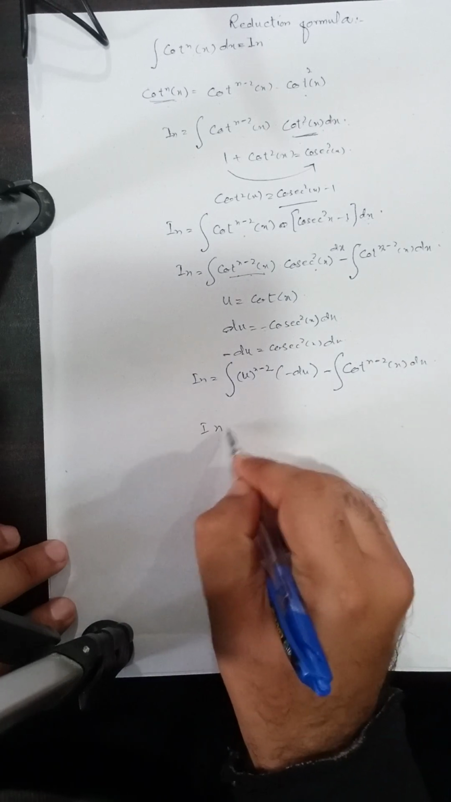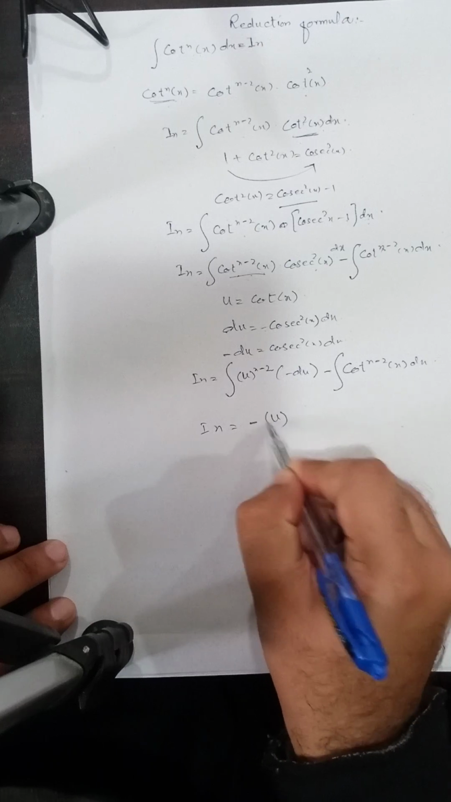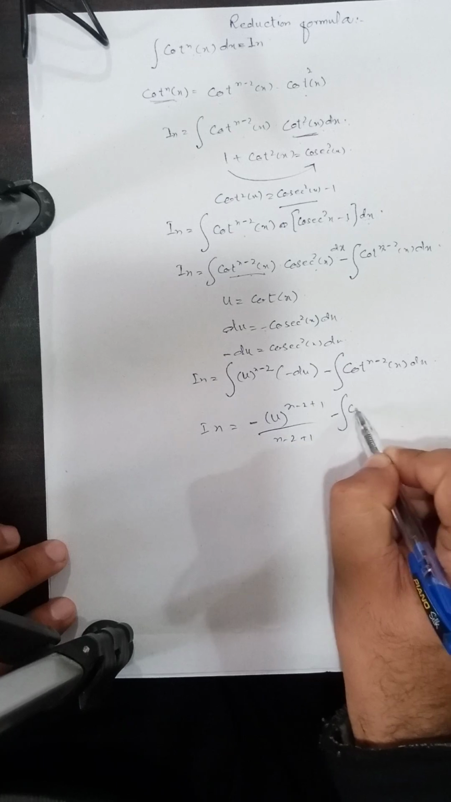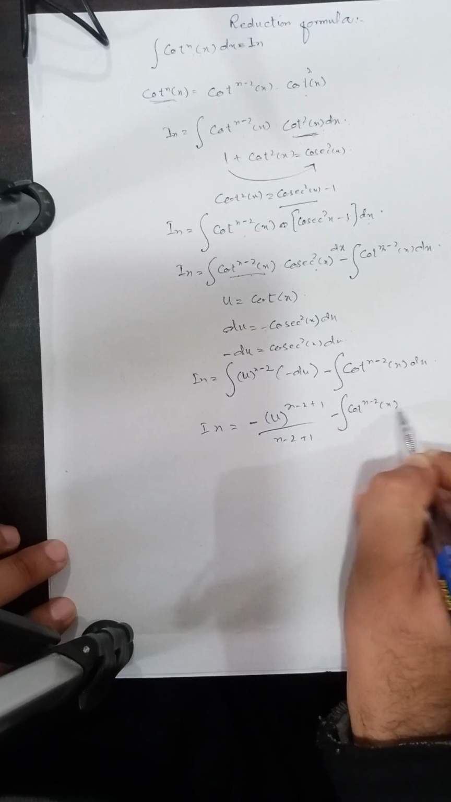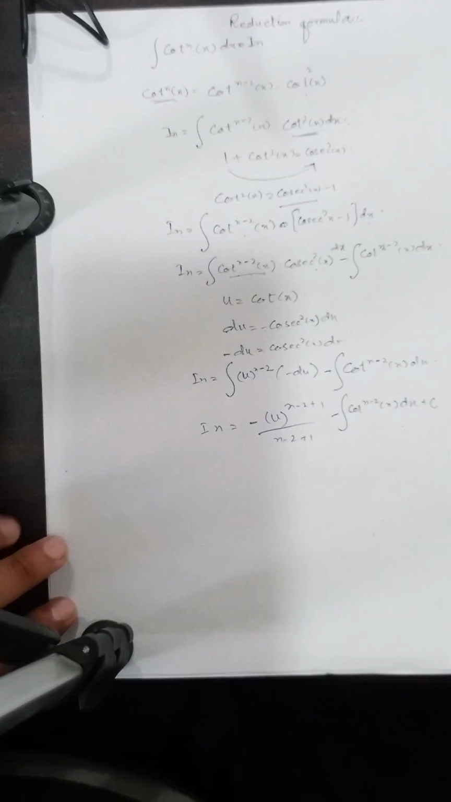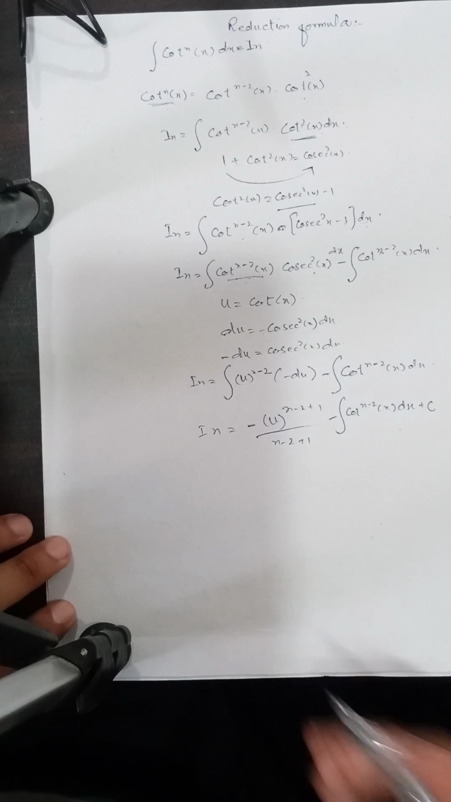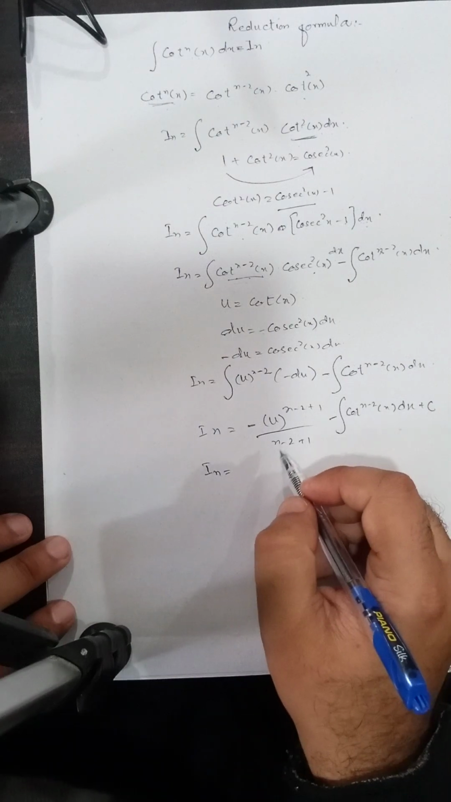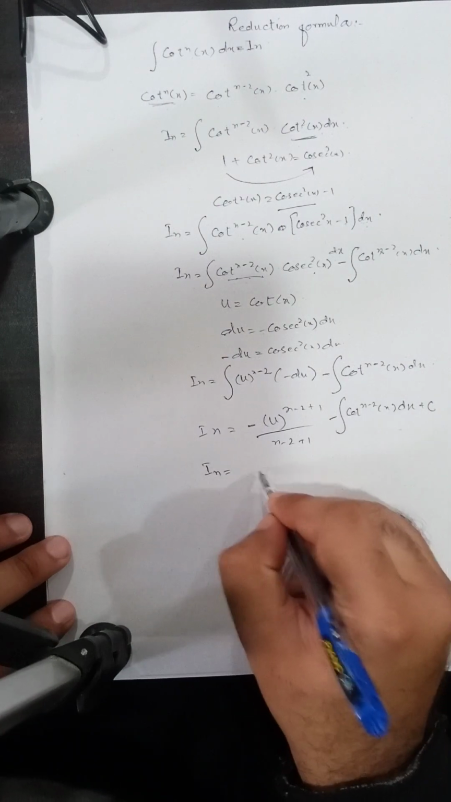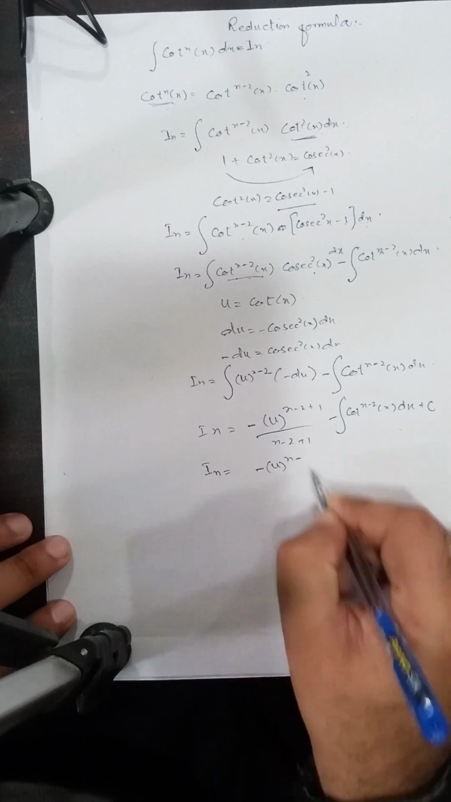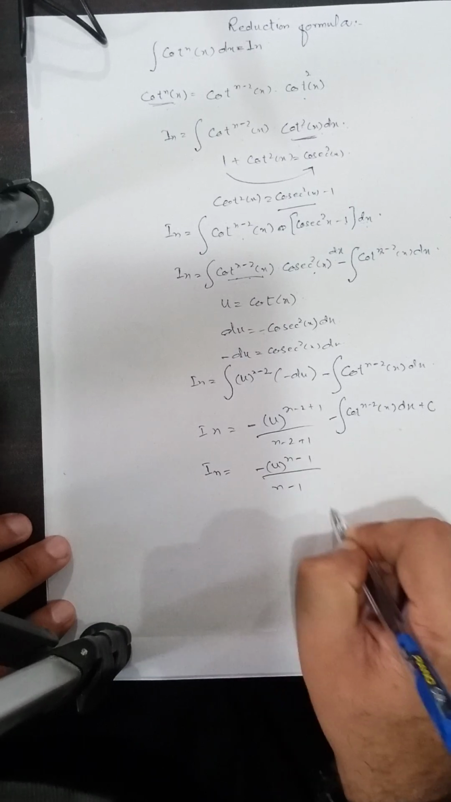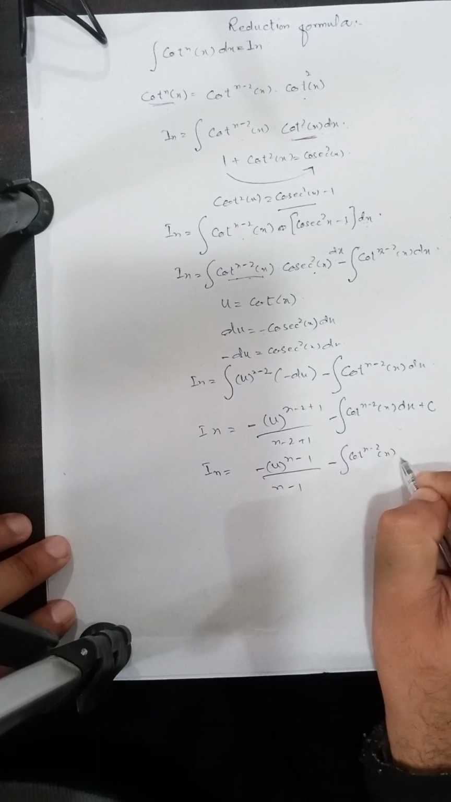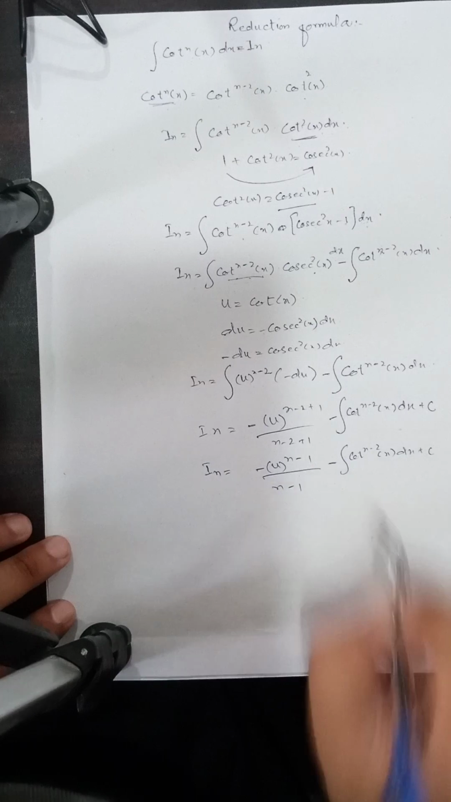So I_n is equal to u^(n-2+1) divided by (n-2+1) minus the integral of cotangent^(n-2)(x) with respect to x plus c. So we are getting the reduction formula for the integral of cotangent^n(x), which is equal to minus u^(n-1) divided by (n-1) minus the integral of cotangent^(n-2)(x) dx plus c.